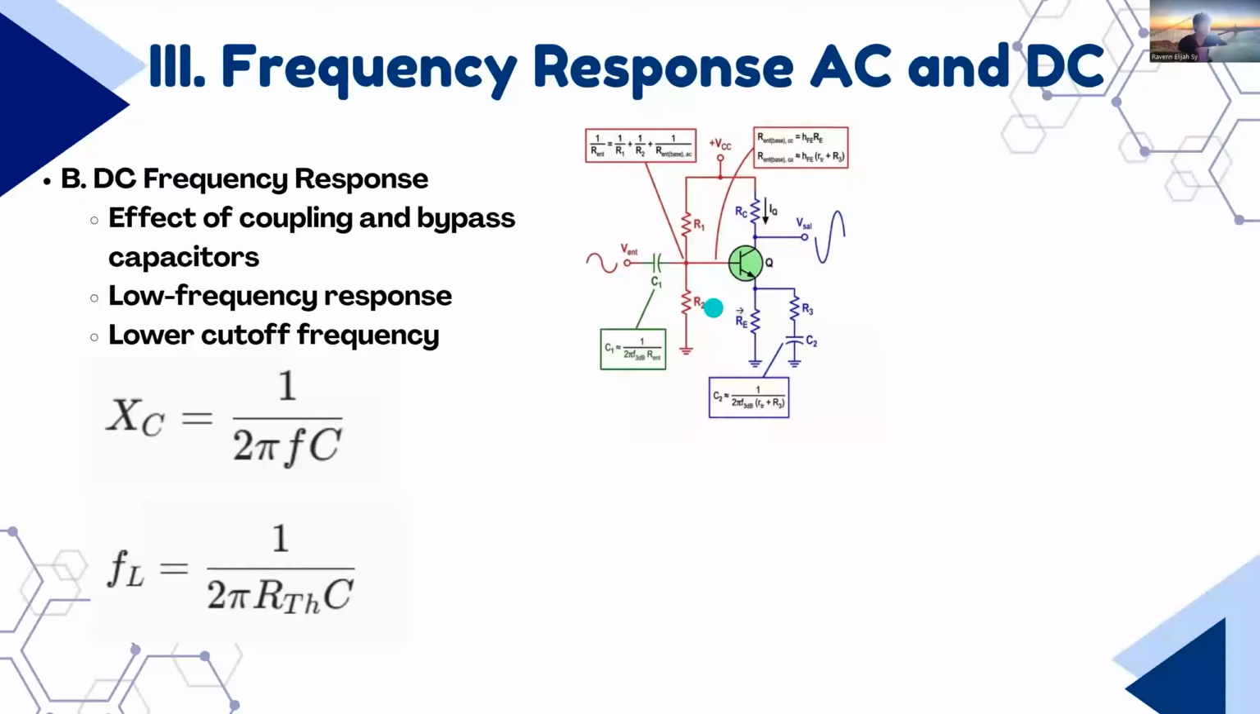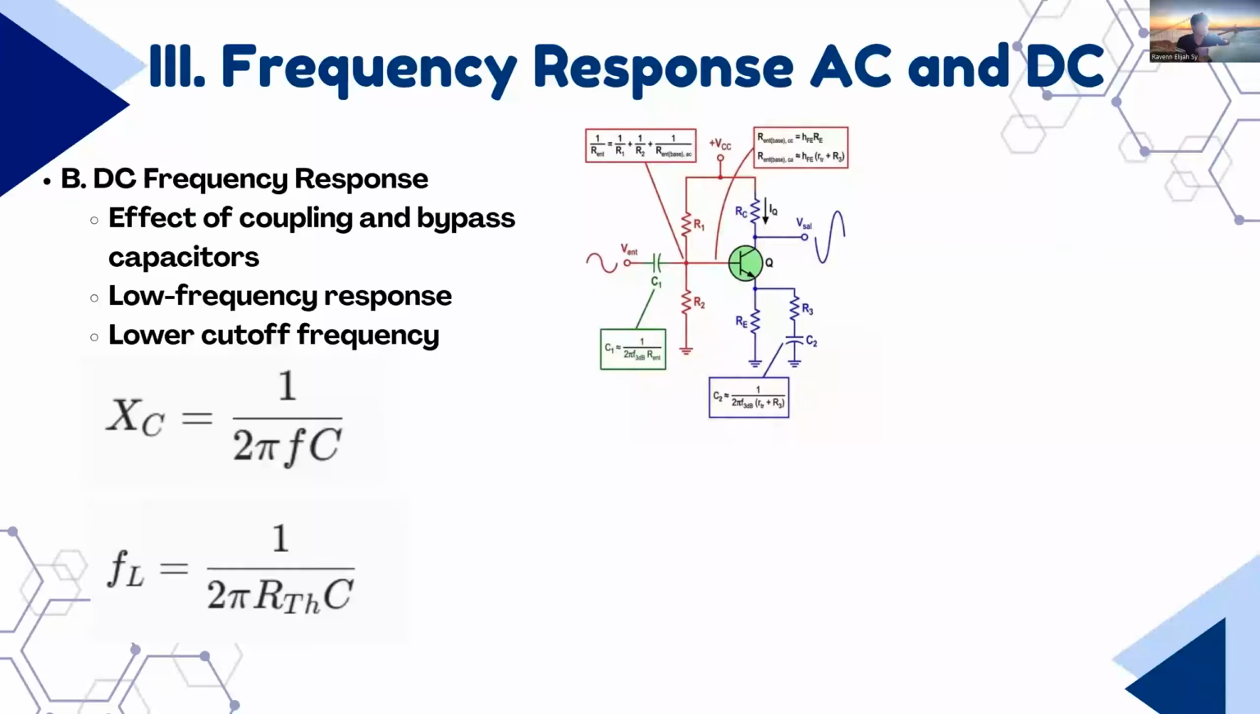Then bypass capacitors. This capacitor is placed in parallel with the emitter or source resistor to ground. At midband, it shorts the resistor out to maximize gain. At low frequencies, its high reactance prevents it from completely bypassing the resistor. This introduces AC negative feedback, which drastically reduces the overall voltage gain of the amplifier.